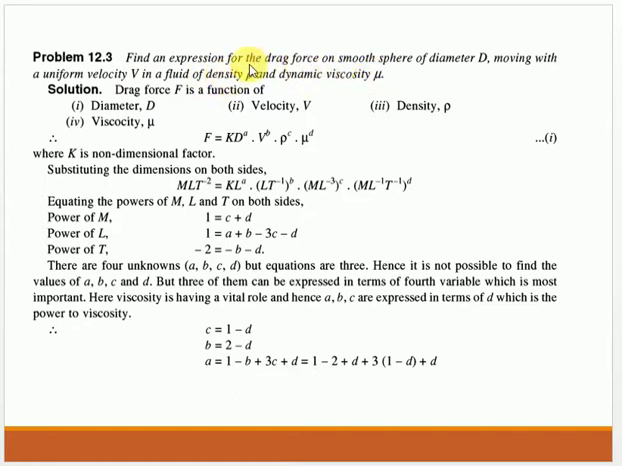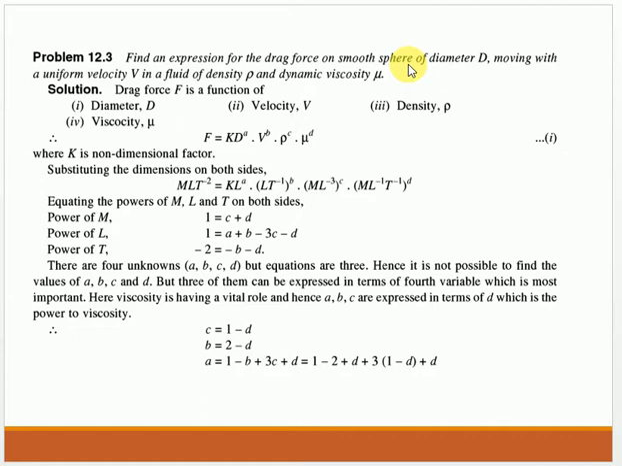Take an example of a cricket ball. When you throw the cricket ball, what will be the drag force? Drag is an opposing force. Some force will be opposing the ball, and these forces depend on the diameter of the ball. If the diameter of the ball is small, then the drag force will be small.